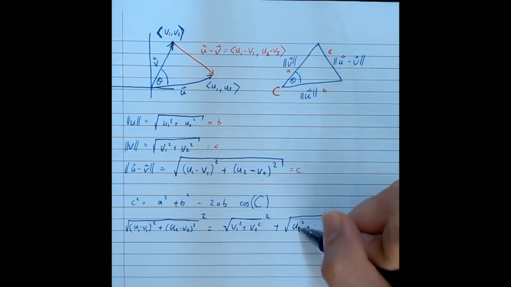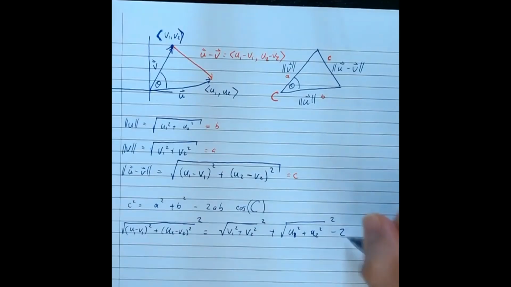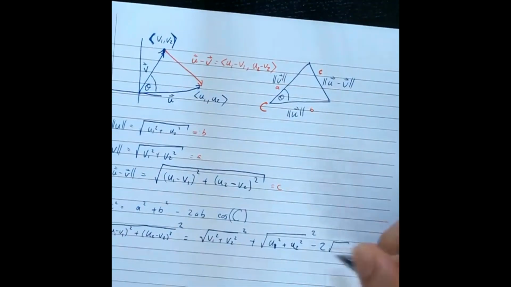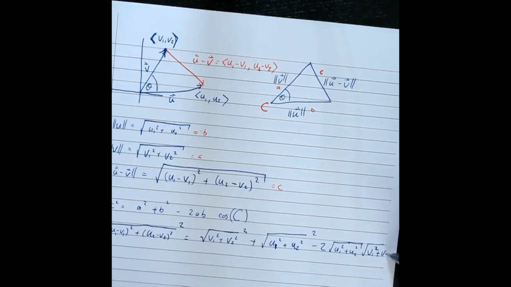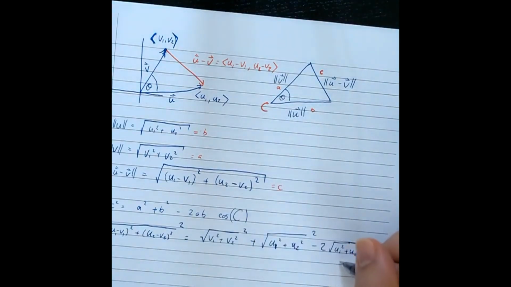Oh, that should be u1, u2 squared. And square it. Minus 2 times that one. So the square root of u1 squared plus u2 squared times the square root of v1 squared plus v2 squared. Finally, times the cosine of the angle C. Well, here the angle C is theta. So that's going to be times cosine of the angle theta.